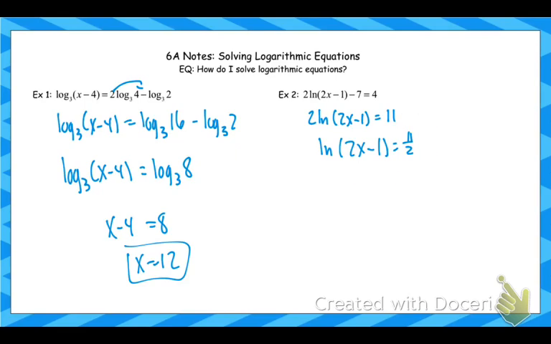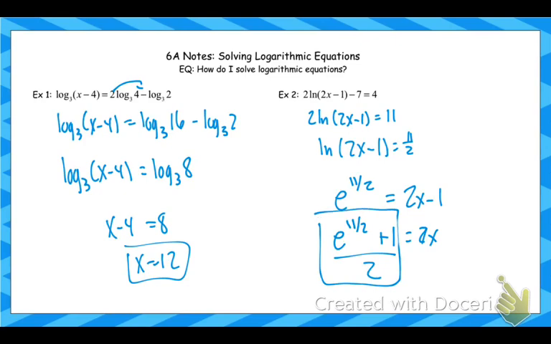So natural log has a base of e, so e to the 11/2 power is equal to 2x minus 1. Well, then at this point, to solve for x, I can add 1 and divide everything by 2. Now, it's not a very pretty answer, but if you want the exact answer, you could just plug this into a calculator to get it.